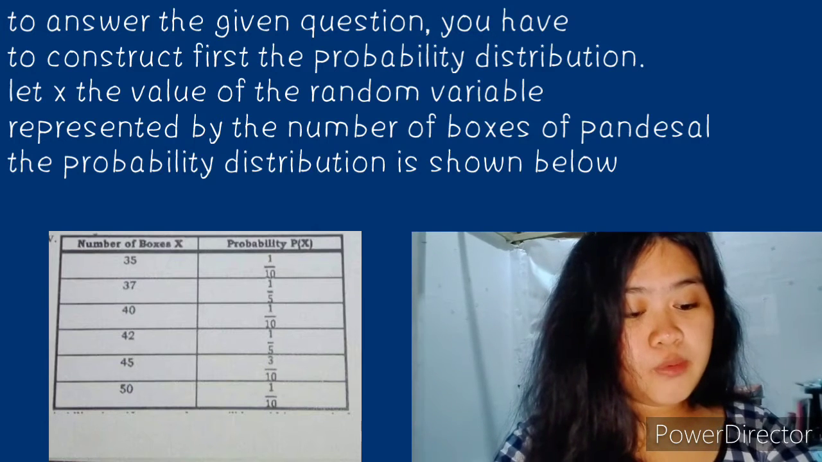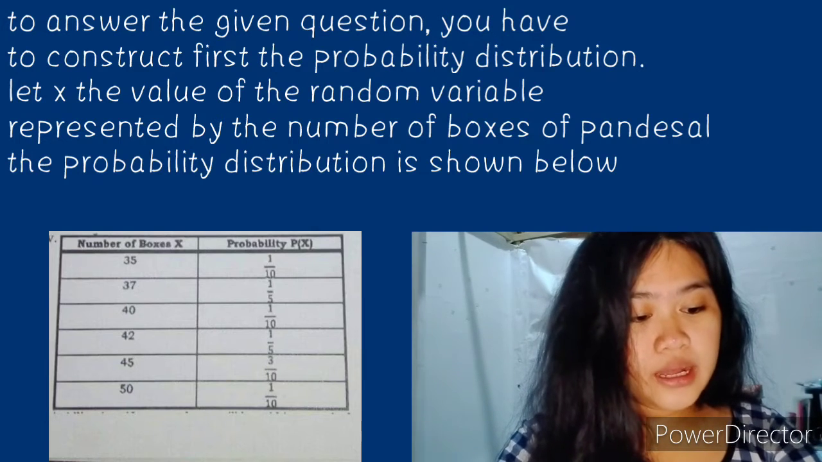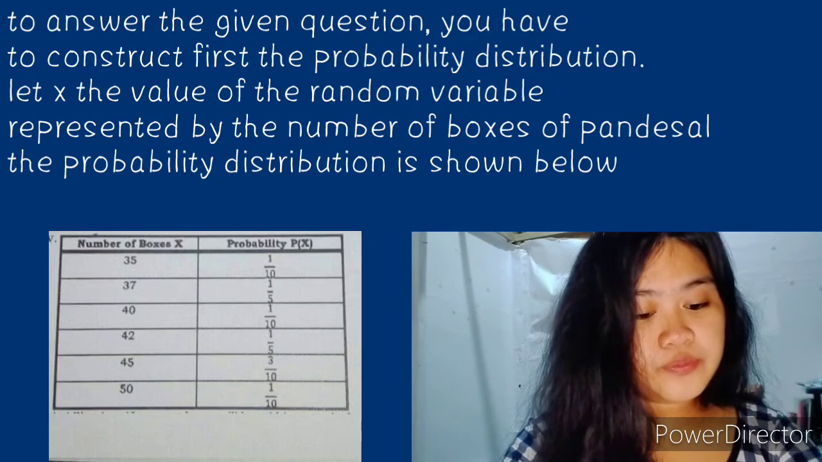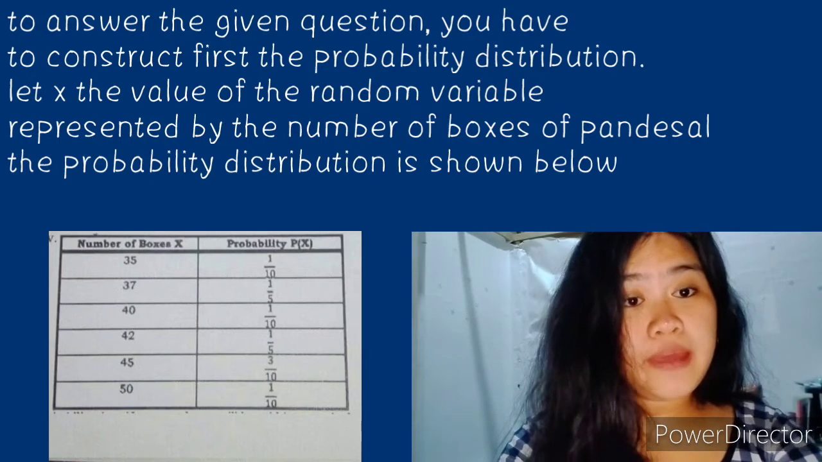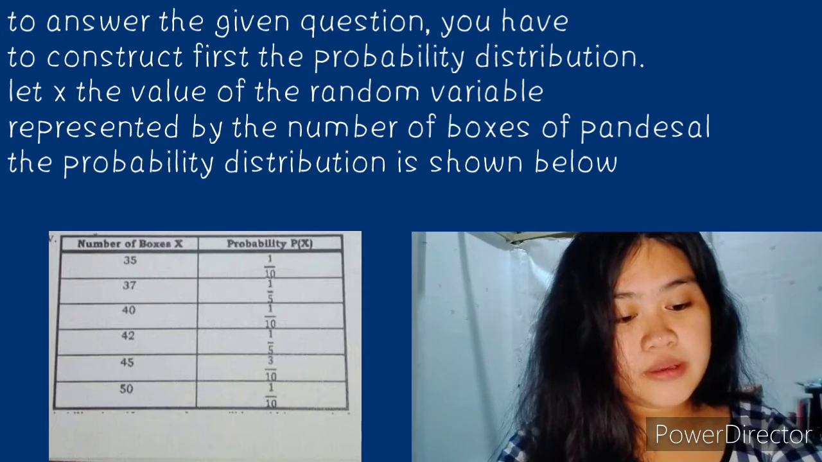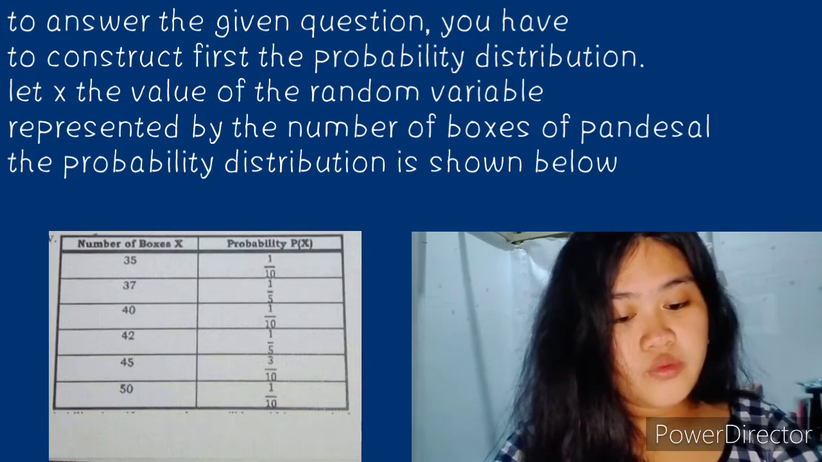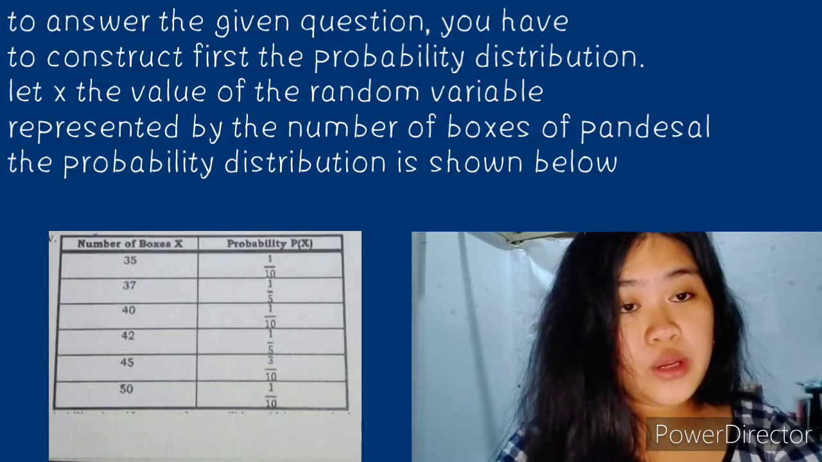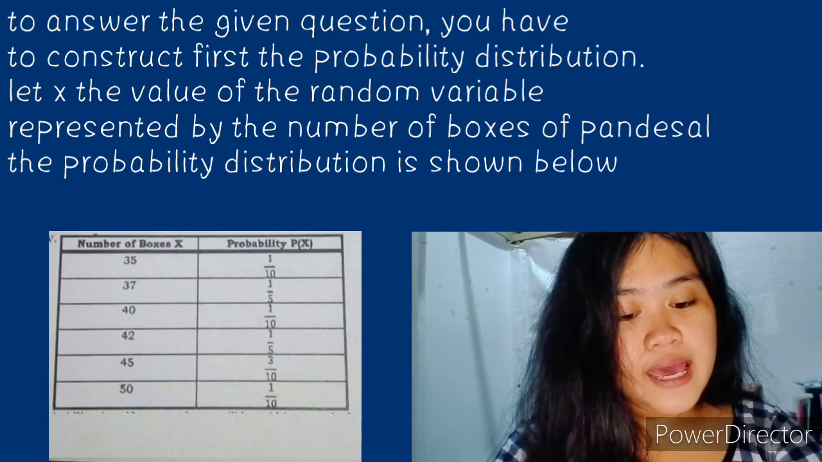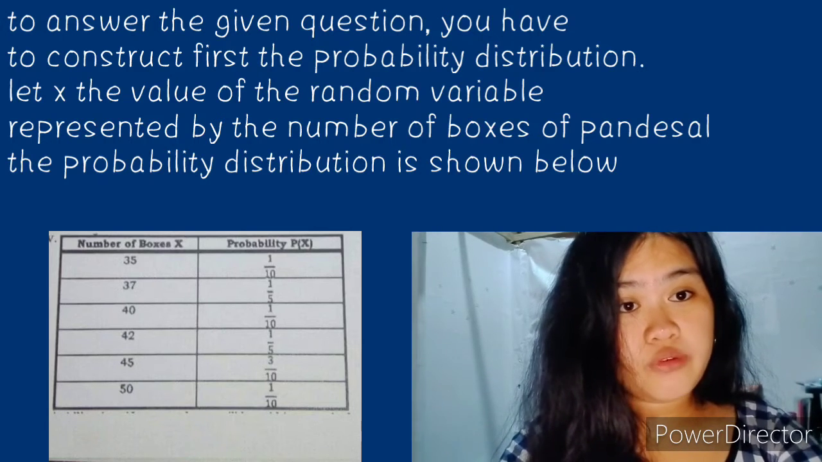So in the probability, the sum of P(X) is 1. For 35, the probability is 1 over 10. 37 is 1 over 5. 40 is equal to 1 over 10. 42 is equal to 1 over 5. 45 is equal to 3 over 10. And 50 is equal to 1 over 10.